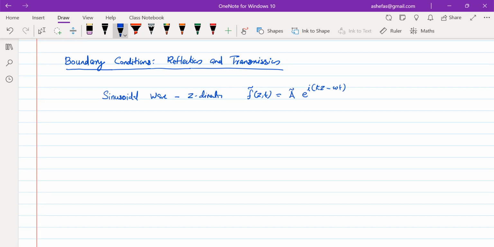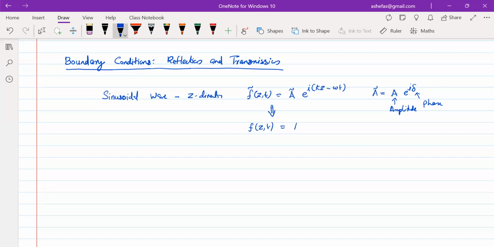Okay, and what is this a tilde here? This a tilde basically represents a times e raised to i delta. So a tilde contains both the amplitude, and delta represents the phase of the wave. So this is what is called the complex representation. The actual representation would be the real part of this, which is f of z,t.